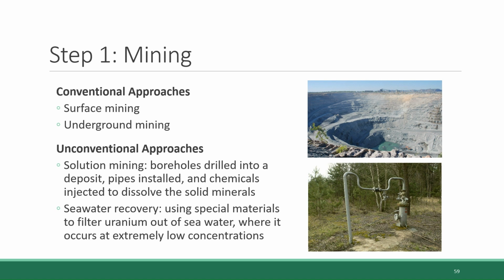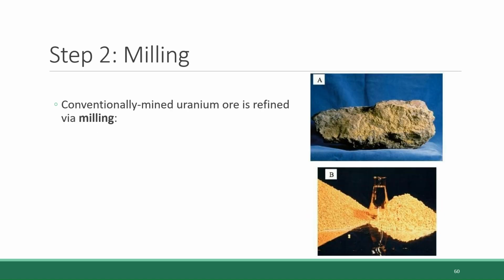Conventional mining is still by far the most common way of extracting uranium. Conventional mining yields uranium ore, which is rocks where uranium is only one component of the structure. You can see an example of a chunk of uranium ore in the upper picture. So the ore has to be refined through milling.